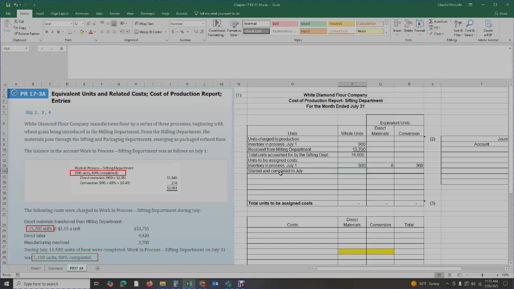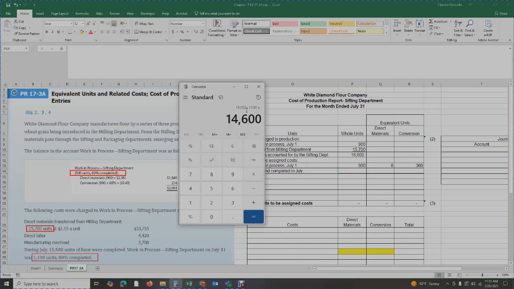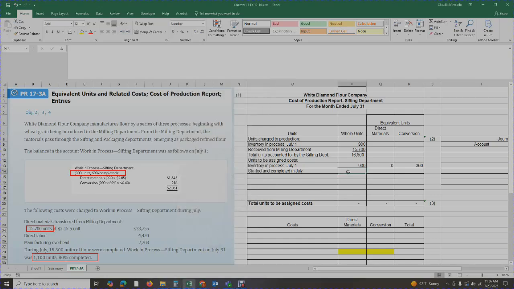So let's do the calculations. We've got 15,700 minus the 1,100. That gives us 14,600. For purposes of direct materials, when did we start working on these products? We started working on these goods in the month of July. So remember, materials are always charged the month when we start the process. We started the process in July, so for direct materials, the entire 14,600 will be charged for materials.